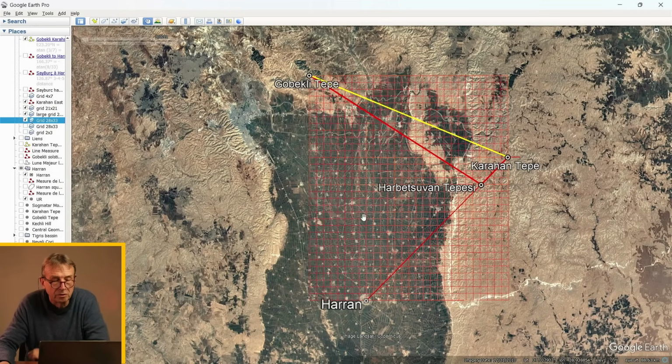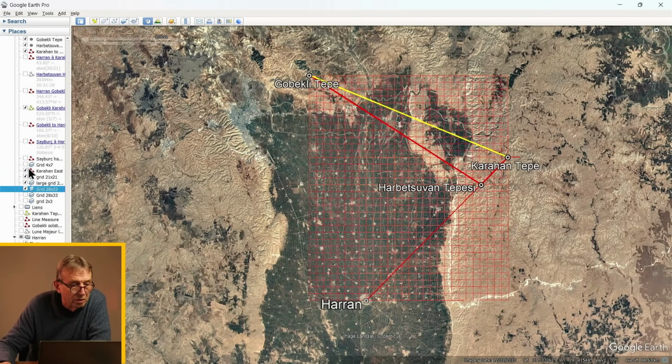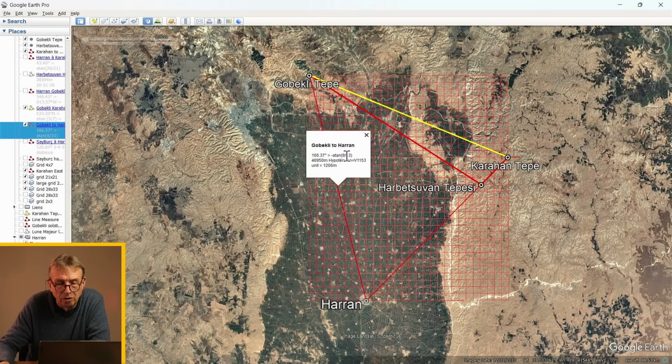If I come back to Google Earth and I draw in these ratios, Göbekli to Harran here, let's put the large grid on. That's in there. Here's Göbekli to Harran. And if I actually do this ratio, I have an angle of 166.37 degrees from Göbekli Tepe down to Harran, which is the exact inverse tangent of 8 over 33.